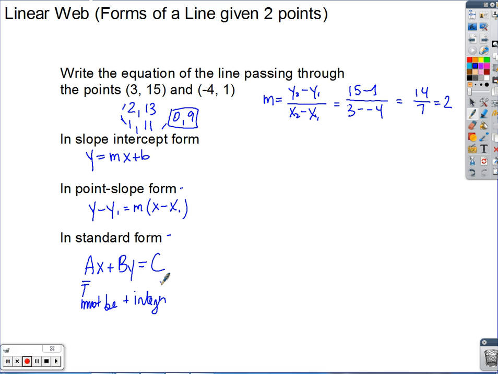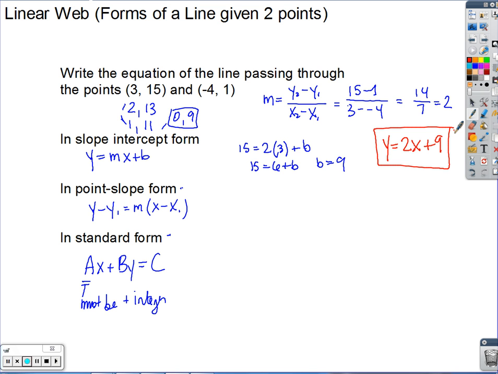Or I could always plug the 2 in for my m and one of these coordinates. So 15 equals m times x, which is 3, plus b. So 15 equals 6 plus b, which means b equals 9. So I have my slope-intercept form, y equals 2x plus 9.